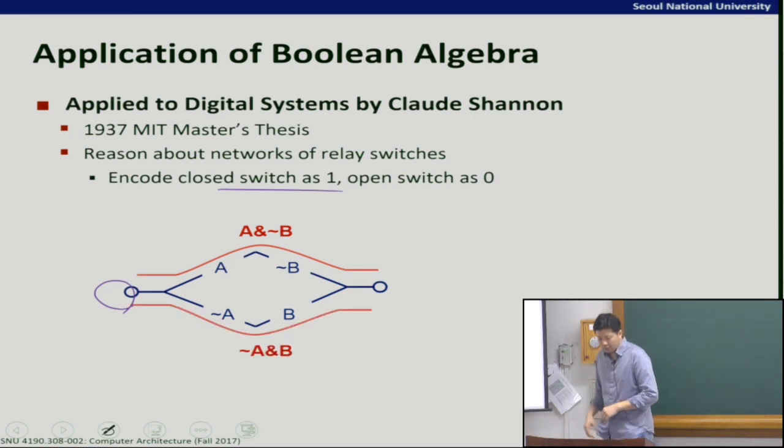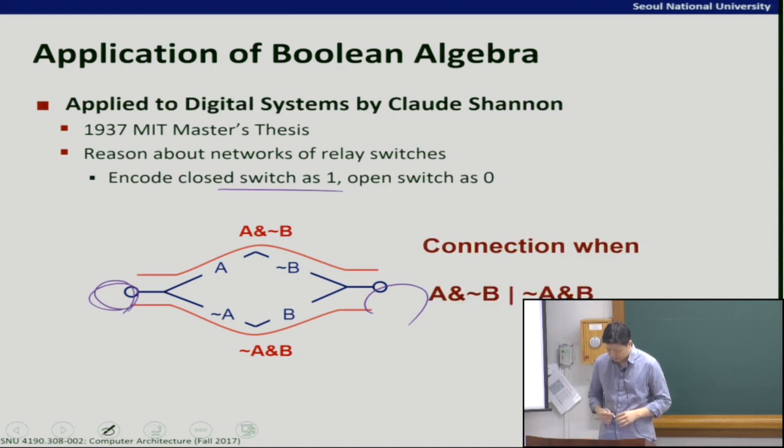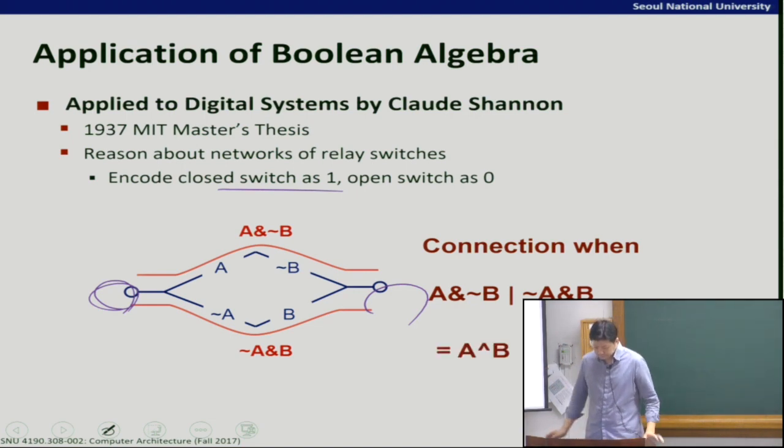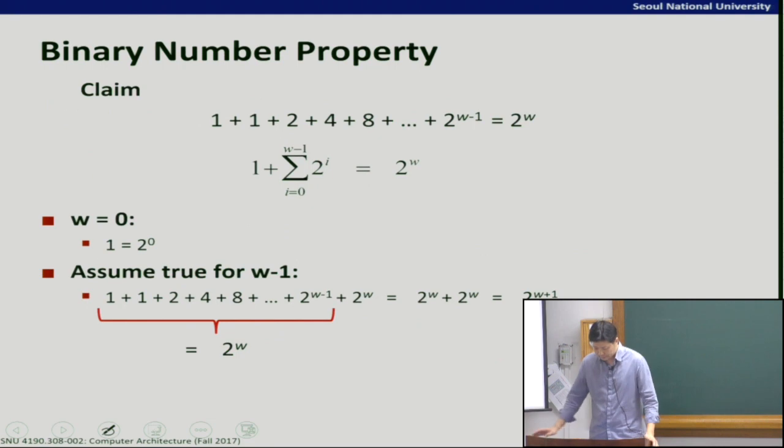So in this example, either A is connected and B is not connected, or A is not connected and B is connected, then this entire two-terminal will be connected. So you can represent these two terminals as connected when either A is connected and B is not connected, or A is not connected and B is connected. Right? If either of these conditions is satisfied, then we know these two terminals are connected. Otherwise, it's not connected. And you say A XOR B, right?